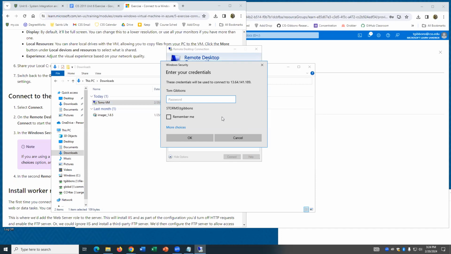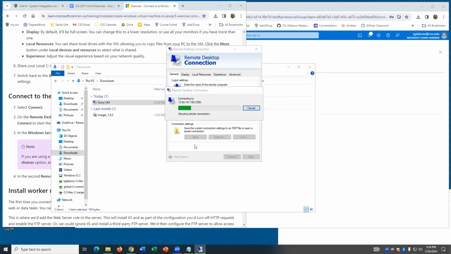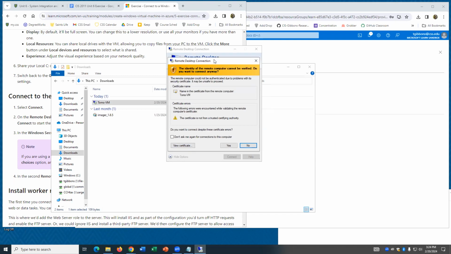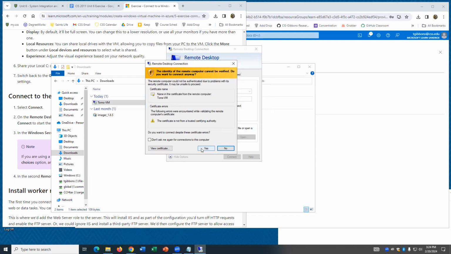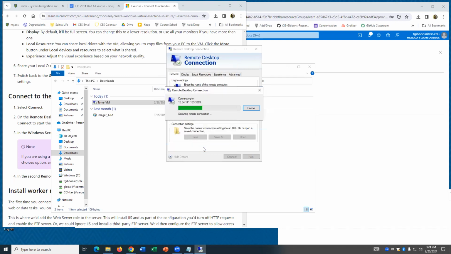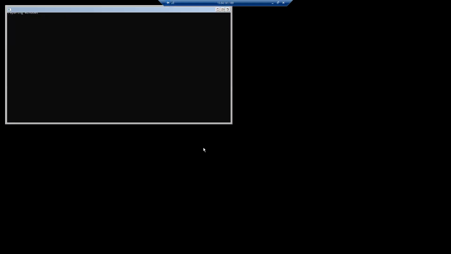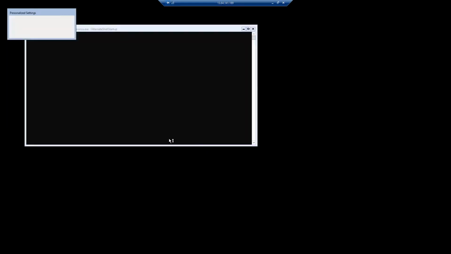It'll ask me for my password. So I wrote down my password when I was creating this. And I'm going to type in the same password here. And it says we can't verify if you want to connect, and we're going to say yes. Generally, there might be some certificate, or you know, we're connecting to a new machine here. And it should open up a window here with our virtual machine.